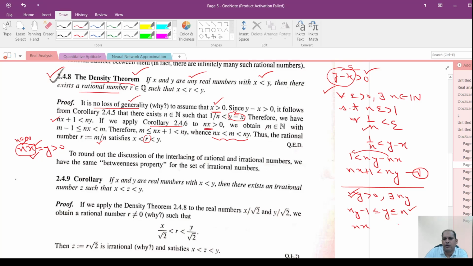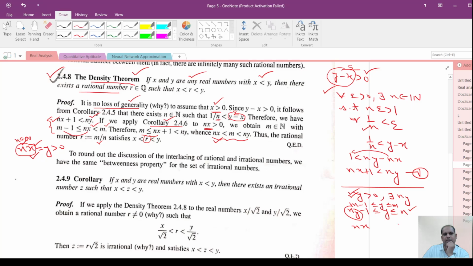Now use it for n x. Because we have already used the notation n here, in place of n_y let us take m: m minus 1 less than or equal to y less than or equal to m. So, using this corollary 2.4.6, we have the result that m minus 1 is less than or equal to n x is less than m. Now, if we combine these two inequalities, n x plus 1 less than n y and m minus 1 less than or equal to n x less than m, we have the relation n x less than m less than n y.